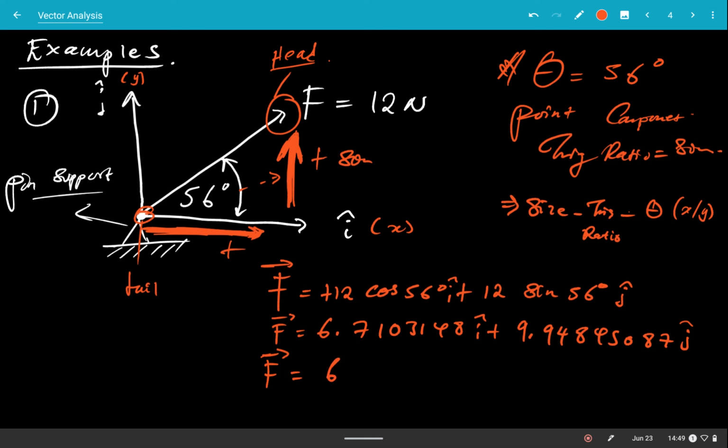So all you have to do now is round off these values. I round off to 2 decimal places, so I have 6.71 in the i hat plus 9.95 in the j direction. So these are the components that satisfy your vector.